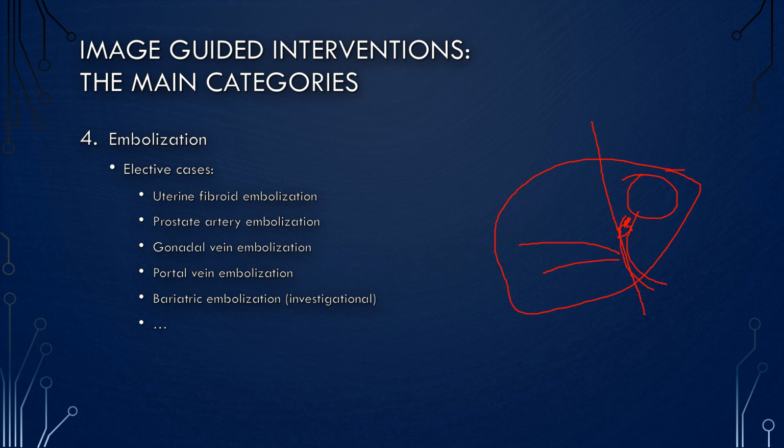A new technique that's being introduced lately is bariatric embolization. This is still an investigational technique in which the interventional radiologist closes the left gastric artery. This leads to less blood supply to the fundus of the stomach, and in that case, less secretion of the hormone ghrelin. Embolization of the left gastric leads to less blood supply of the fundus of the stomach.